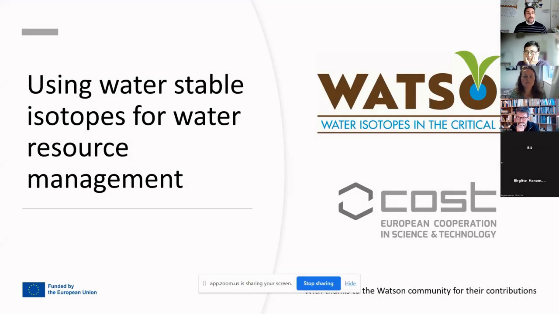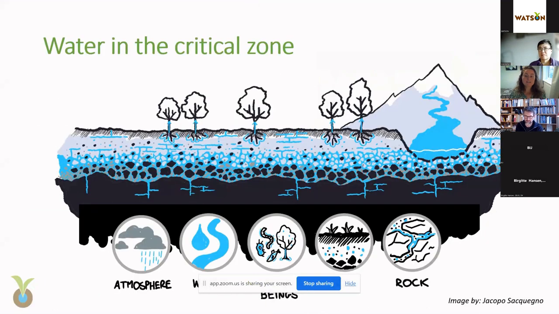Then I'll now take over to start talking in a bit more detail about the water-stable isotopes, what they are, and how they can be useful for water resources management applications. And the applications are many. As Daniele already explained, in Watson we focus on the entirety of the Earth's skin, from the atmosphere to the bottom of the groundwater.